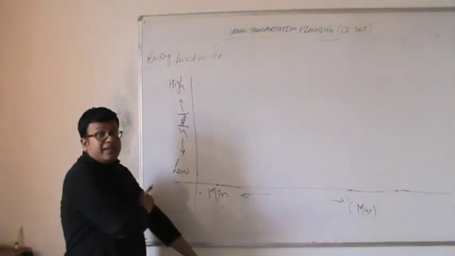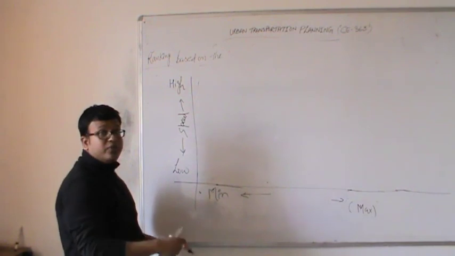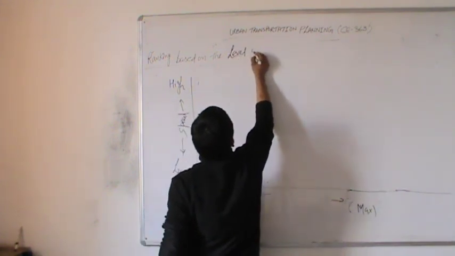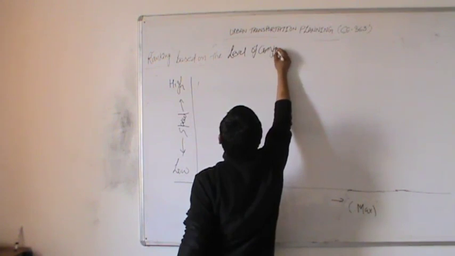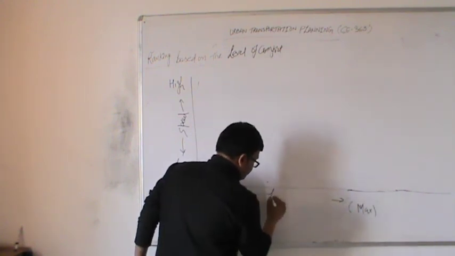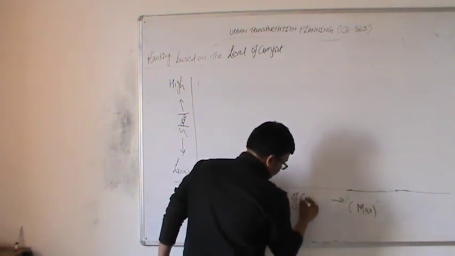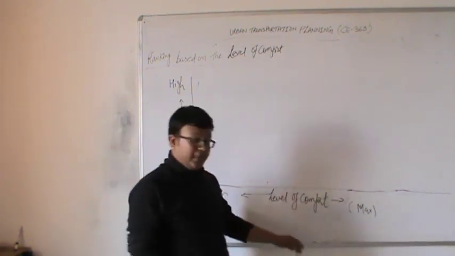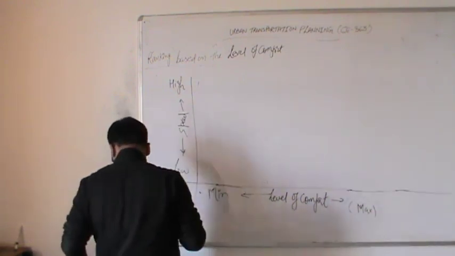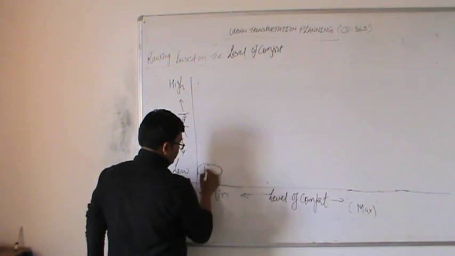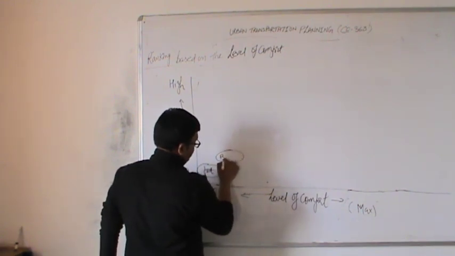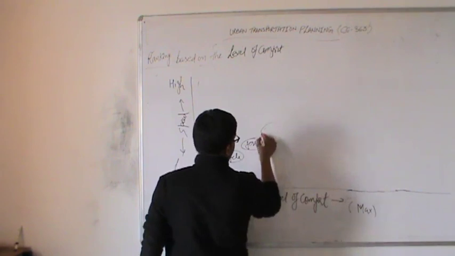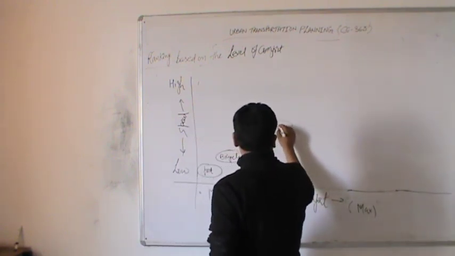Now we will see the last one, one of the factors under the user's point of view, that is based on the level of comfort. Level of comfort, minimum and maximum. So first will be obviously the foot, then bicycle, then ferry, then simply local bus.